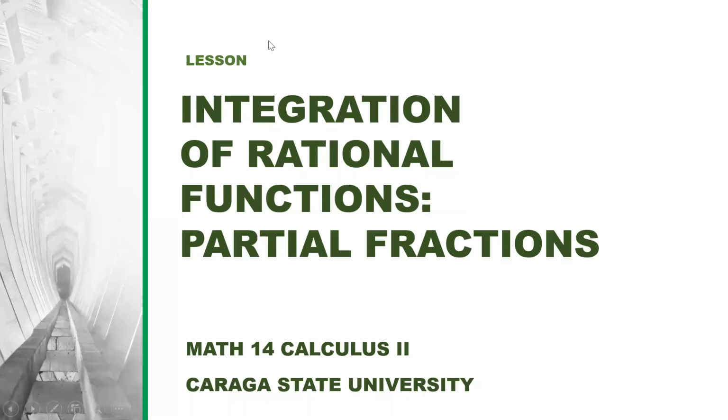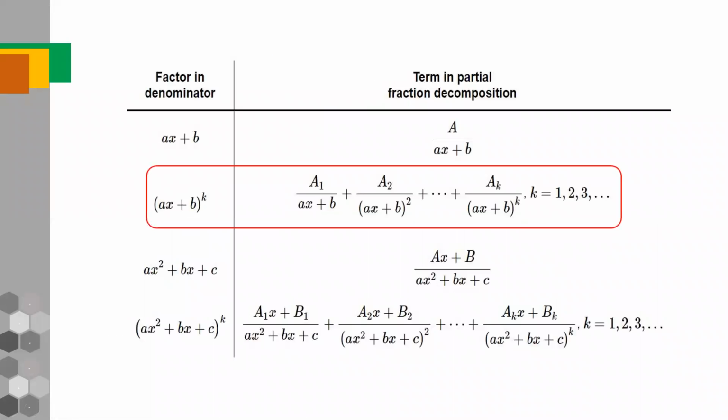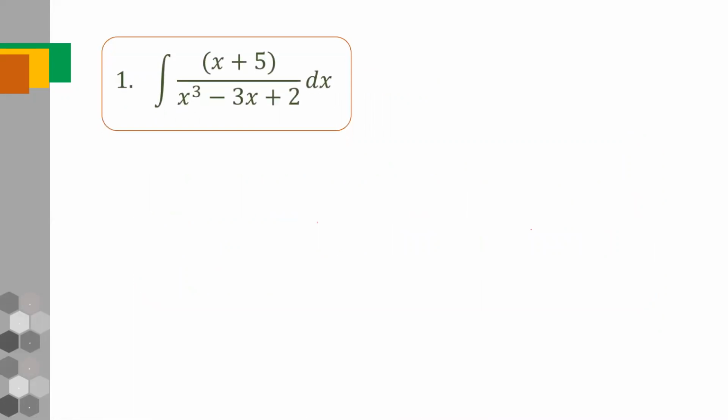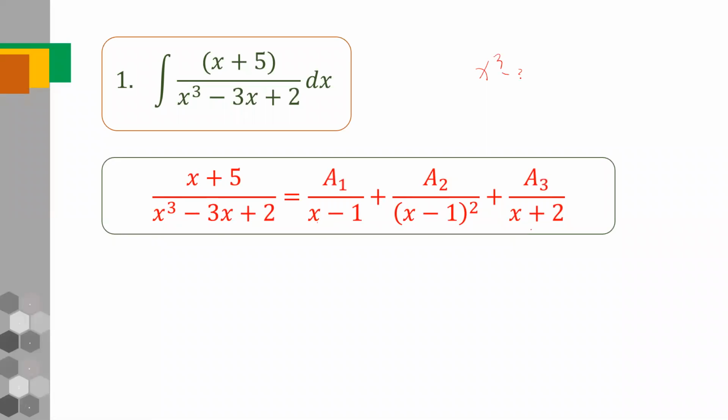So we are now on the second case of the integration of rational functions by the use of partial fractions. Here in the second case, the denominator of your rational expression can be factored into linear factors, and some of these linear factors are repeated. For example, in our integral of (x + 5) over (x³ - 3x + 2) dx, the denominator x³ - 3x + 2 can be factored into (x - 1)² times (x + 2).